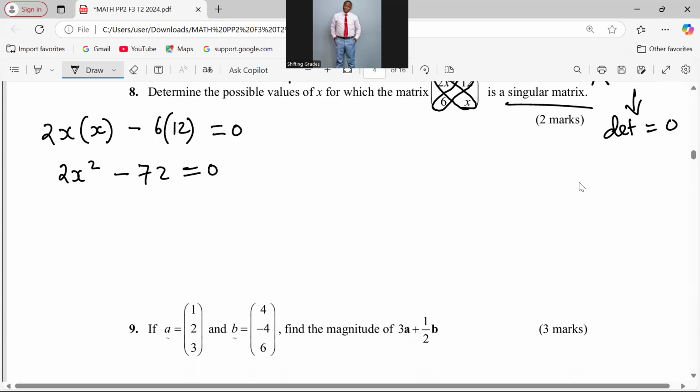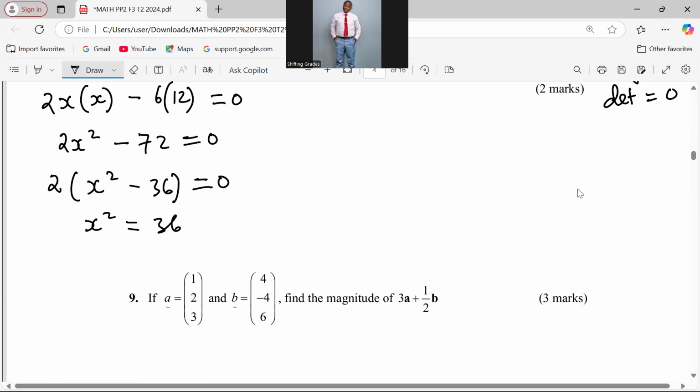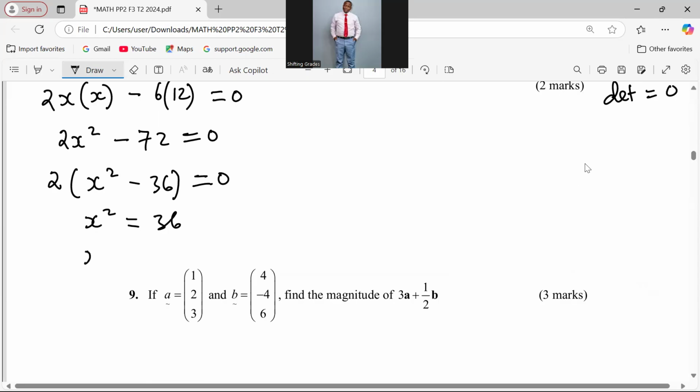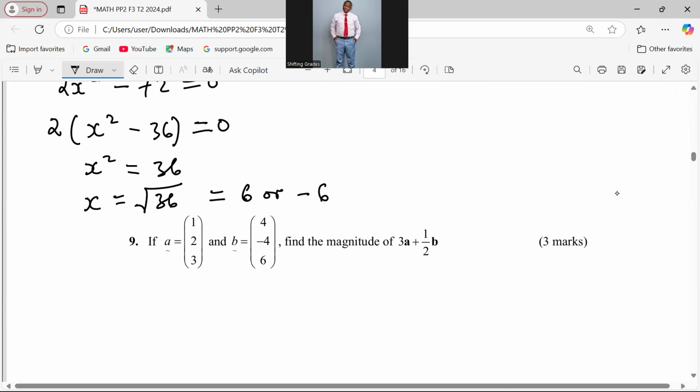So we expect 2 values of x. And we can even say this, when 2 is factored out, we'll have x squared minus 36 being equal to 0. Therefore, x squared equals 36. Because 2 is not equal to 0, that one cancels out. So the value of x will be the root of 36. And we know that the square root of 36 can either be 6 or -6. So these are the possible values of x for this particular problem.